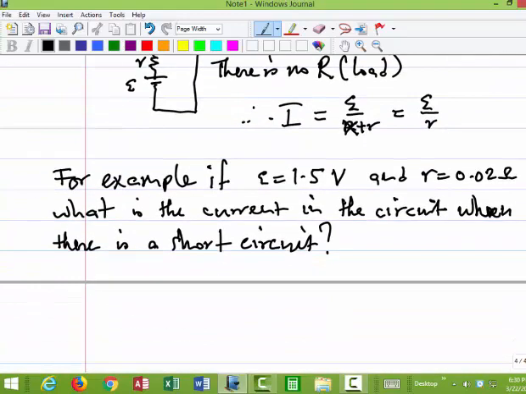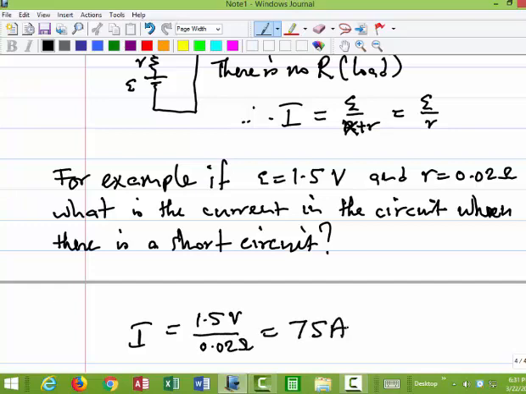75 amps, that's correct. So we can take the current I, which is just E over R, so it's 1.5 volts divided by 0.02 ohms. So this is 75 amps. Okay, so that's a large current going through.